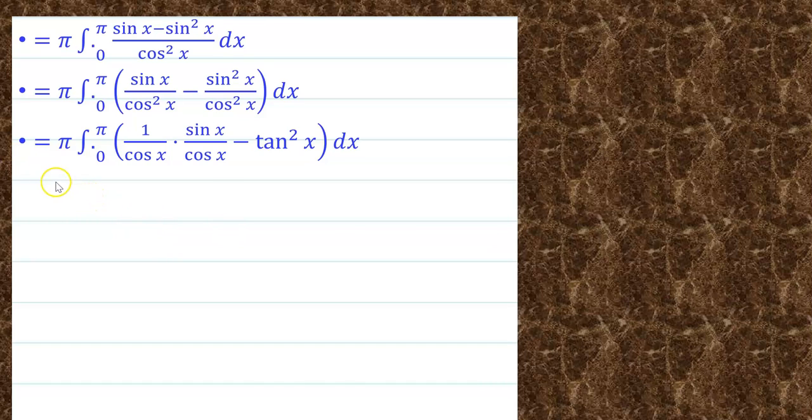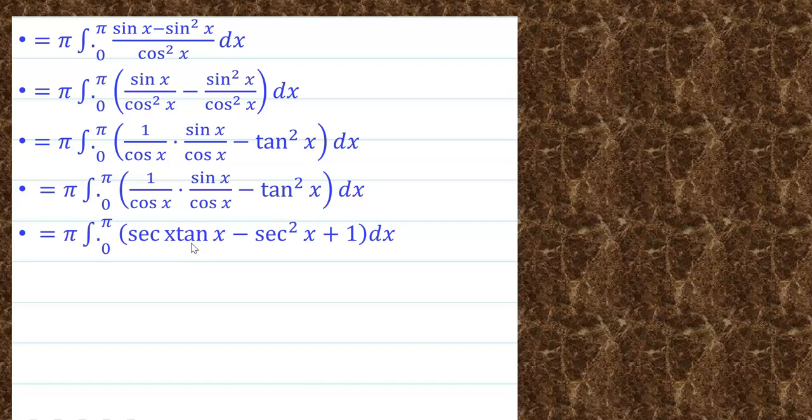Here you will get pi times the integral 0 to pi of (1 upon cos x into sin x upon cos x minus tan square x) dx. Again, if we evaluate it, then you will get 1 upon cos means sec x, sin x upon cos x is tan x, and tan square चे integral आपल्याला येणार नाही. We'll replace this tan square x by sec square x minus 1. If we open the bracket, then you will get sec x tan x minus sec square x plus 1 dx. Okay, now we'll integrate here. The integral of sec x tan x is sec x, integral of sec square x is tan x, and integral of 1 is x.